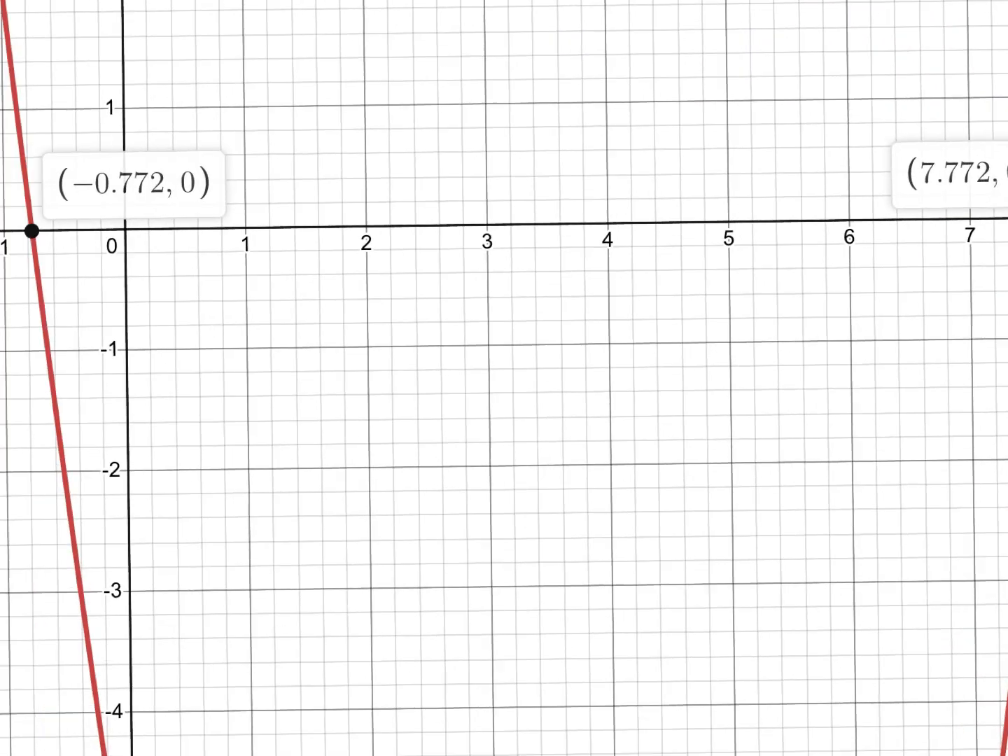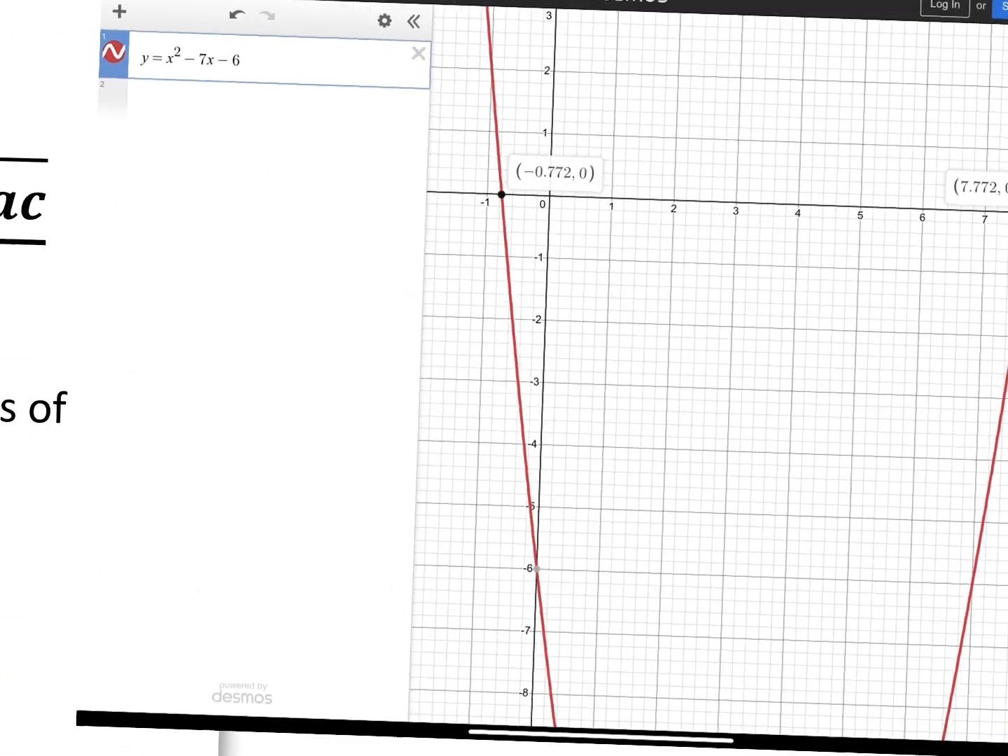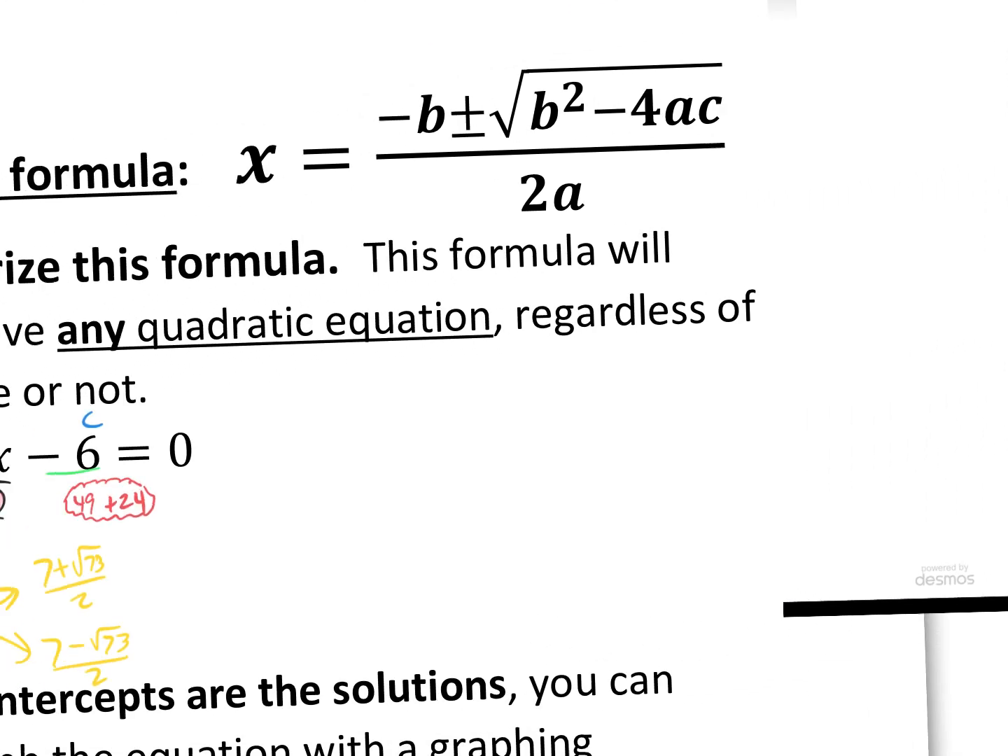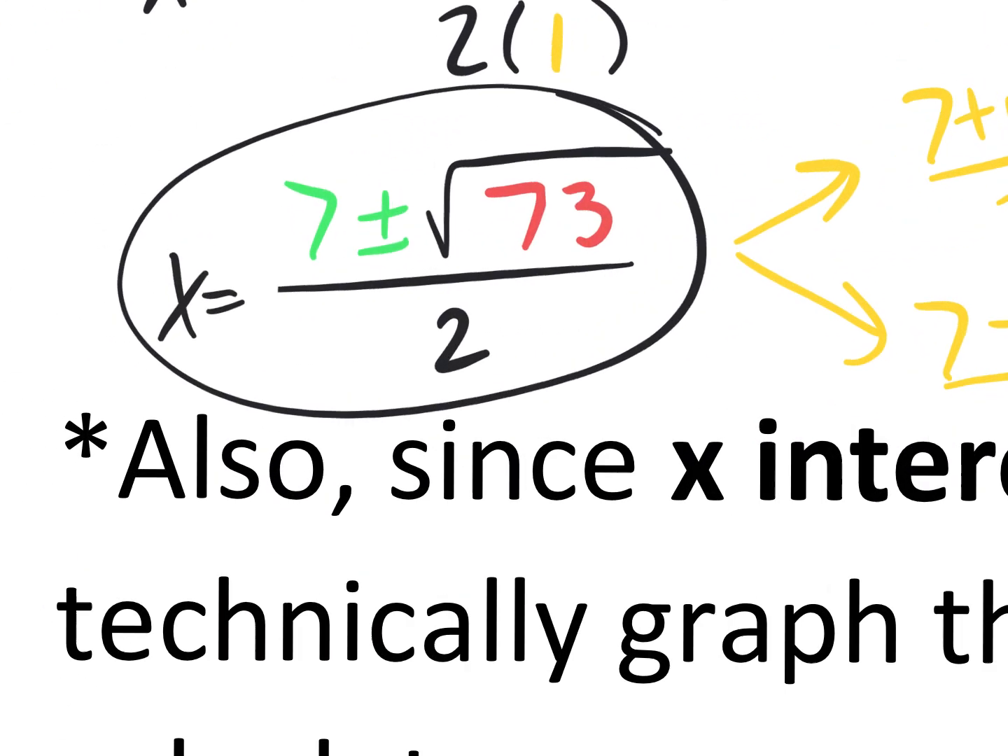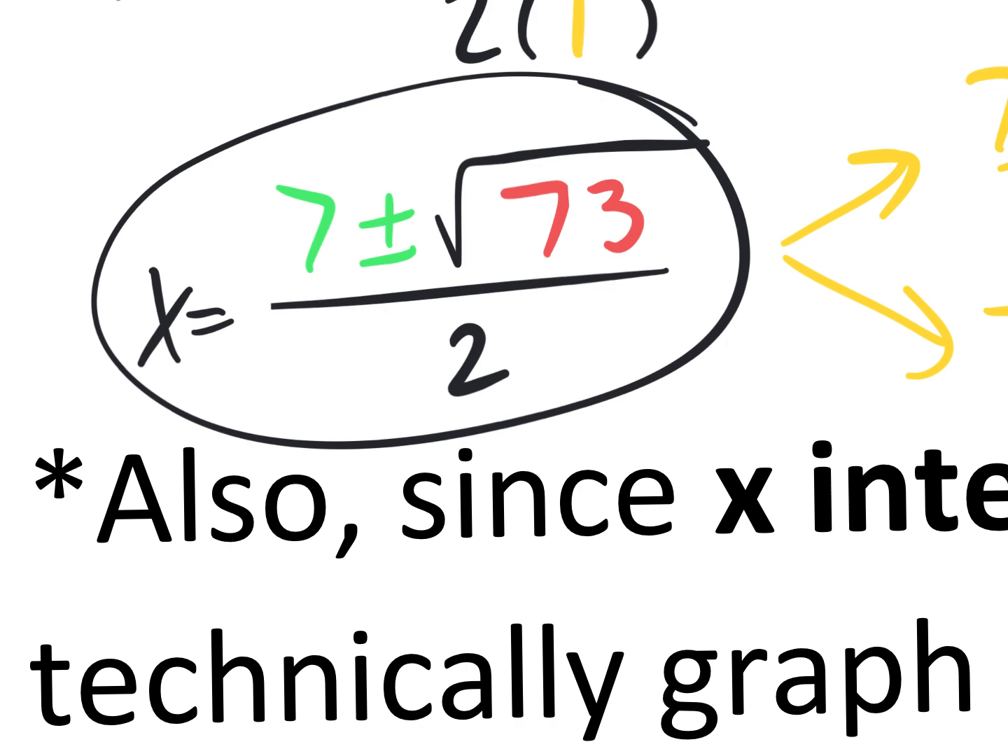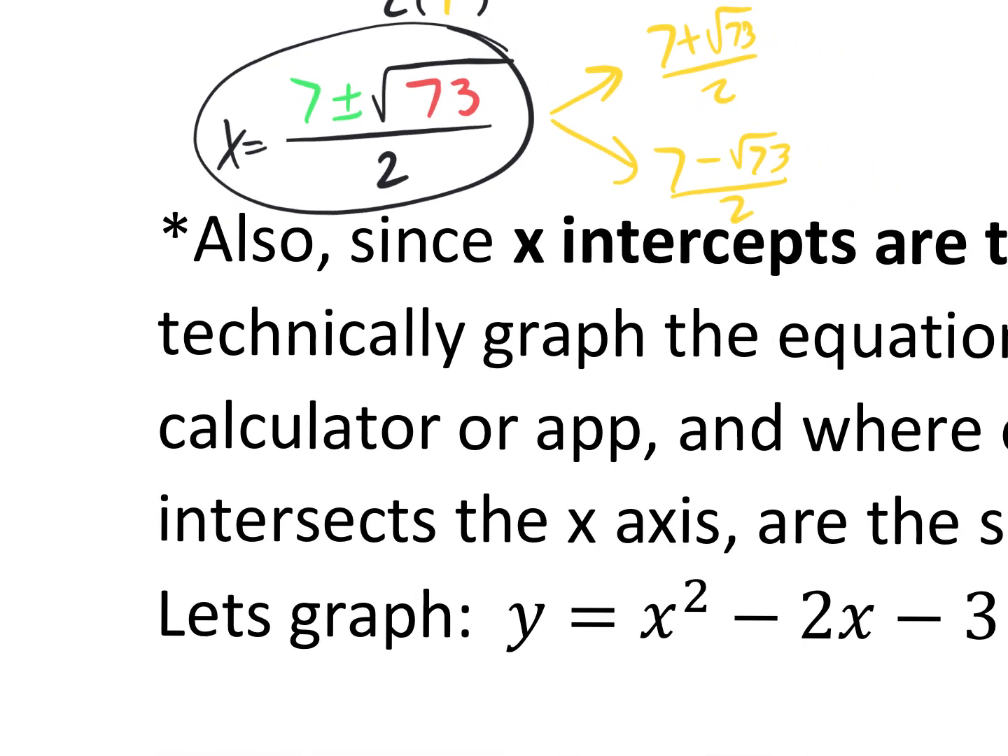Cool? But when we're writing our answers on quadratic formulas, we want to leave them in radical form. So you want to leave it like this: x equals 7 plus or minus the square root of 73 over 2. So there's a lot to do in this section.